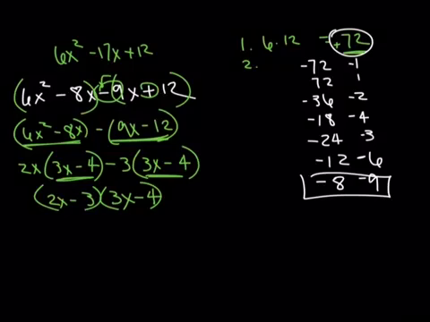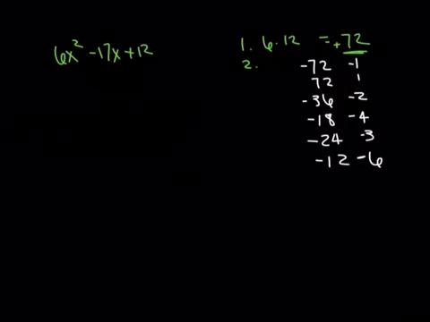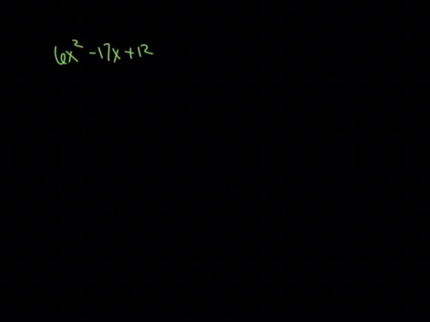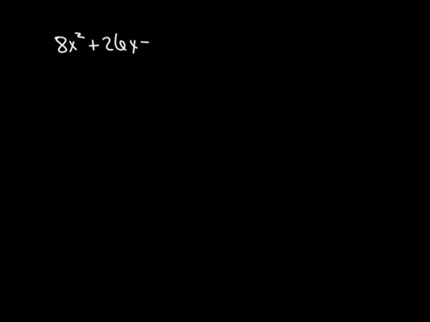Alright, so let's look at example 5. Now, I don't know if they get harder than this, but the numbers get bigger. I guess that's the only thing that gets to be a little bit of a pain. So let's look at 5. 8x squared plus 26x minus 15. So multiply 8 times negative 15. And when we do that, we get negative 120.